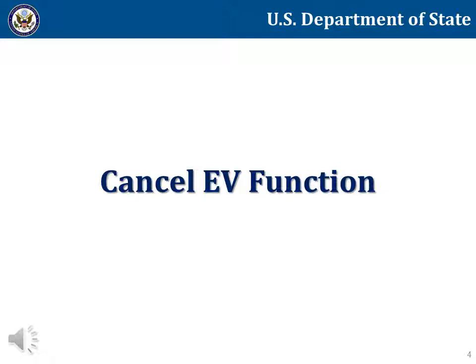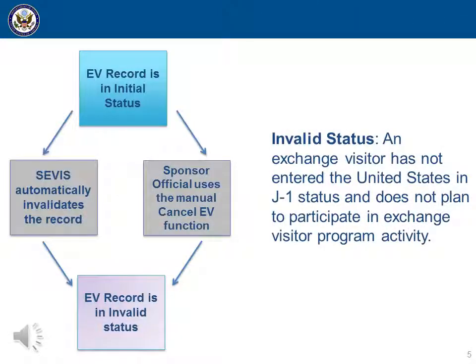We will begin by discussing the cancel Eevee function. The cancel Eevee function updates an exchange visitor status to invalid. An invalidated Eevee record indicates that an exchange visitor has not entered the United States in J1 status and they do not plan to participate in their exchange visitor program activity. There are two ways in which an exchange visitor's record may be invalidated: manually and automatically. Only records that are in initial status without port of entry information may be invalidated.